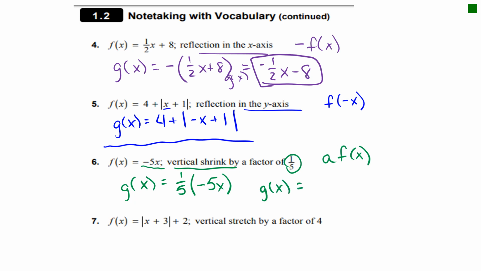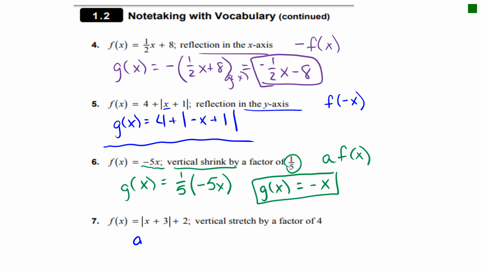And 1/5 times 5 is just negative 1. So this actually turns out to be really nice. It's just negative x. Okay, the next one for the vertical factor, since this one's similar, I would suggest you pause and try it on your own if you haven't already, and then pick back up when you're ready.